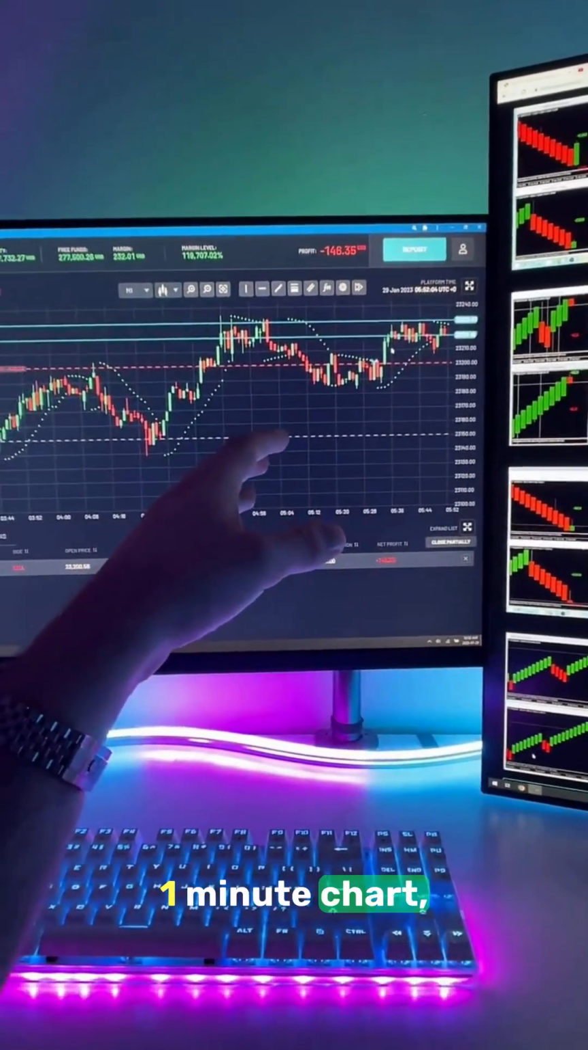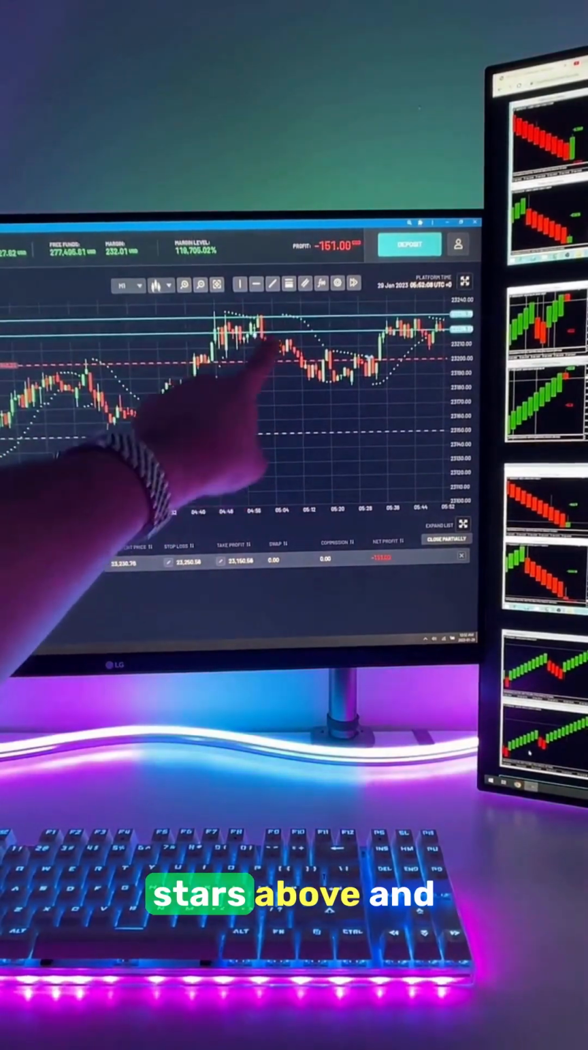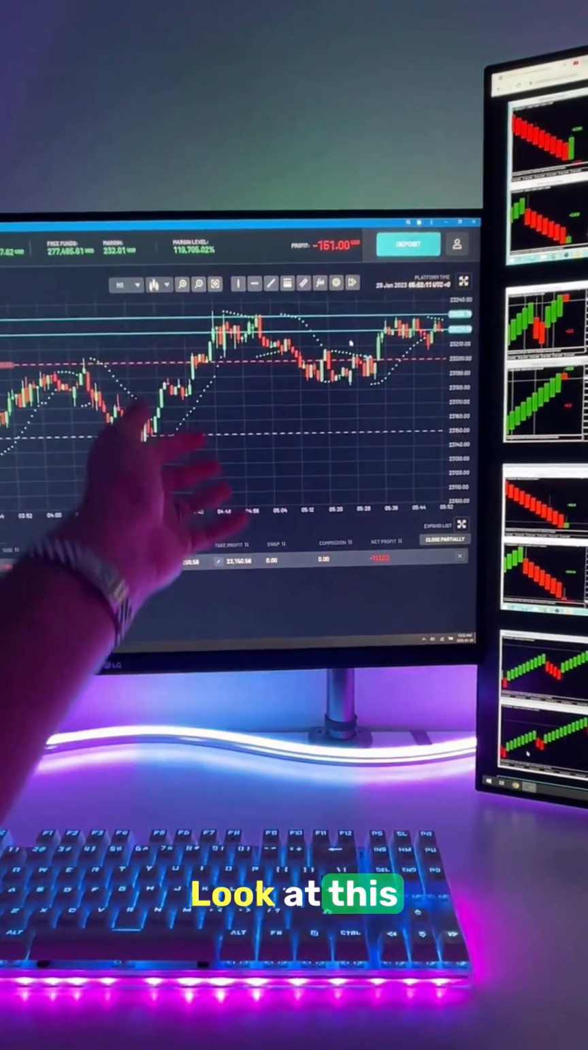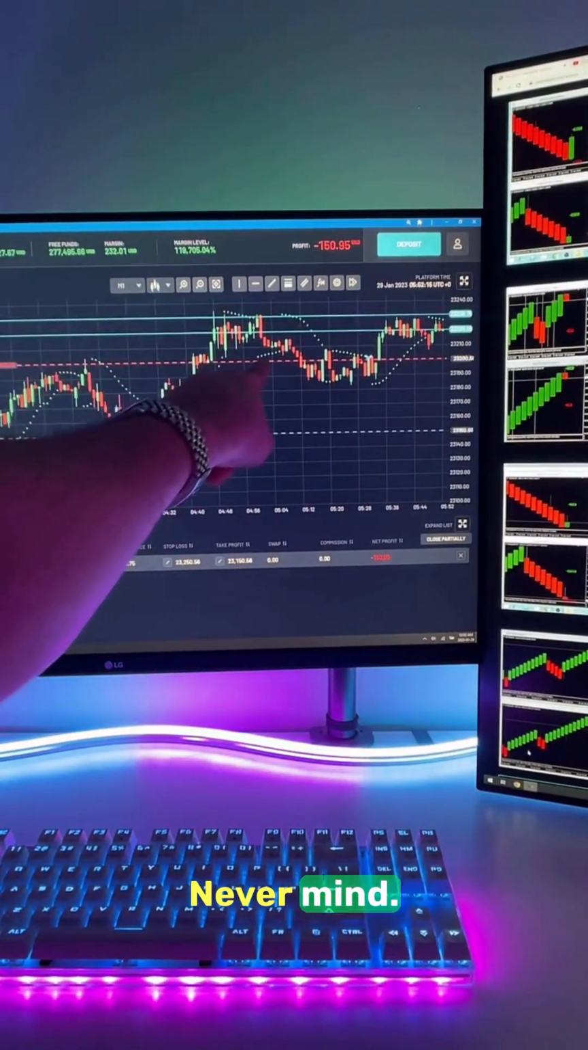Okay, if we go to the 1 minute chart, look at this PSAR indicator. It's the dots or stars above and below, right? Look at this indicator. There's so many reversals. Okay, so we're in a downtrend, never mind, we're in an uptrend.